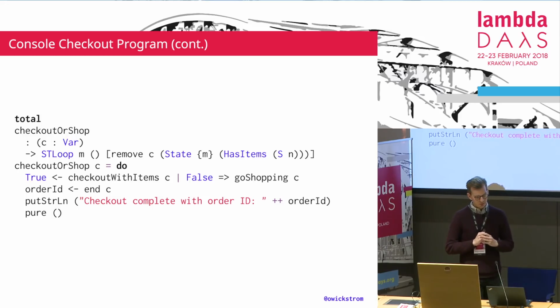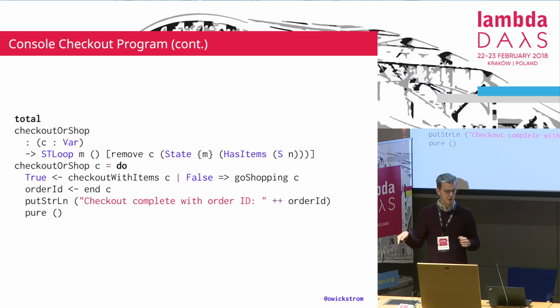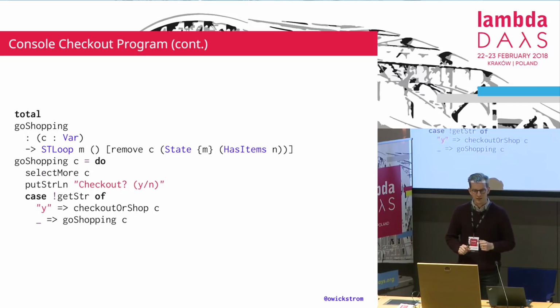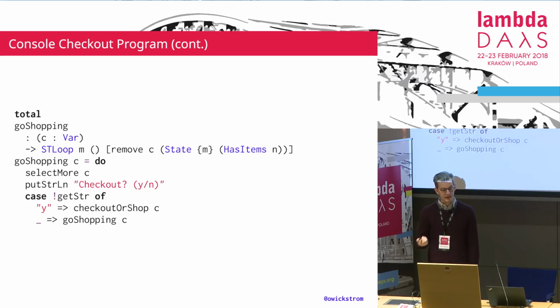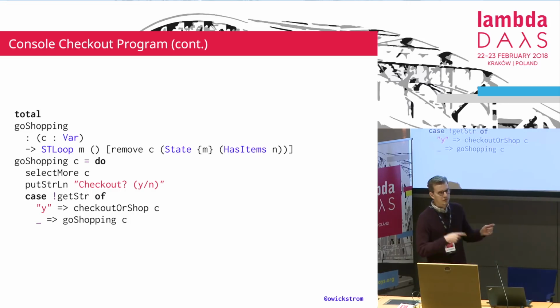Checkout or shop removes a resource from the in-state has items. And it will try to check out with items and complete the checkout flow. But if the user cancels, it loops back to go shopping, which we will see now. I know this is a bit confusing and fast, but let's go. Go shopping will select one more item. Then we ask if the user wants to check out. If not, then we just go shopping. And these last two functions that you've seen will go back and forth until the user has reached the end and bought their stuff, right?